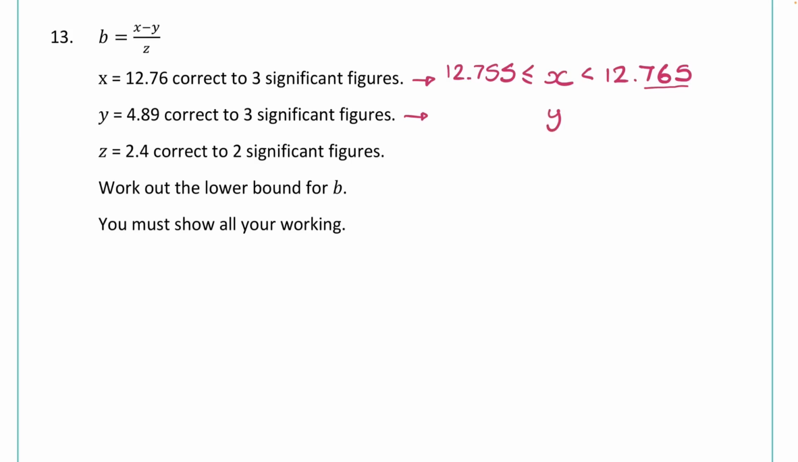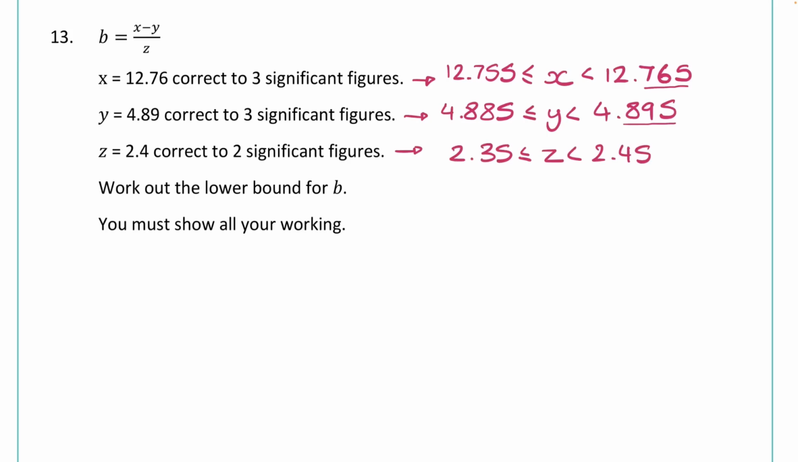So y is between, and we have 4.895. So if that's 895, we have 885. So 4.885. And then for our final error interval, we have 2.4. This is z. So 2.45 and 2.35. Now we just need to think logically.